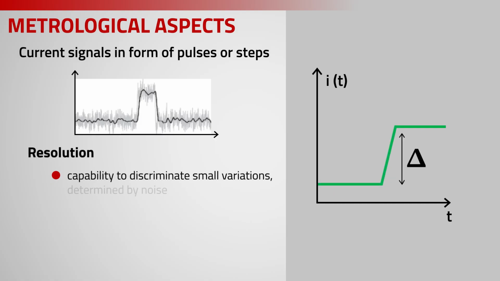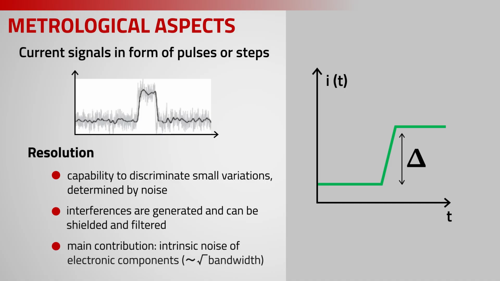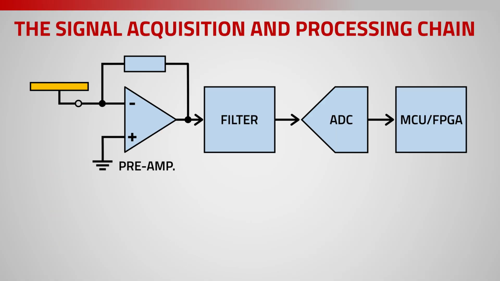Resolution is the capability to discriminate the smallest variation of the input signal and is determined by noise. Here, with noise, we consider the intrinsic electronic noise of the components inside the instrument, whose overall effect depends on the circuit topology and also on the bandwidth. For other sources of fluctuations like external interferences, of course, we can use shielding and filtering to reduce their impact in the system. This is the typical acquisition chain.